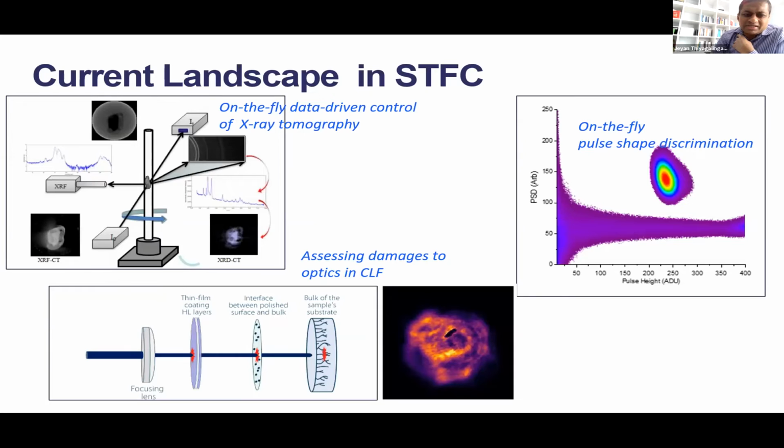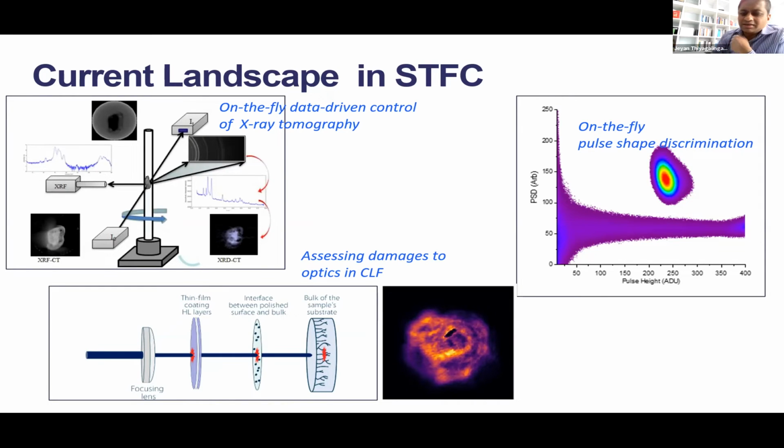I'll pick up 3 examples here. One is on-the-fly data-driven control of X-ray tomography. I wouldn't really talk about this here, but I'm very happy to discuss it in detail offline. The idea is we use machine learning to decide when to stop collecting data, because there's a misunderstanding that the more data, the better. But I'm sure most of you would agree that in certain cases, the saturation doesn't really help.